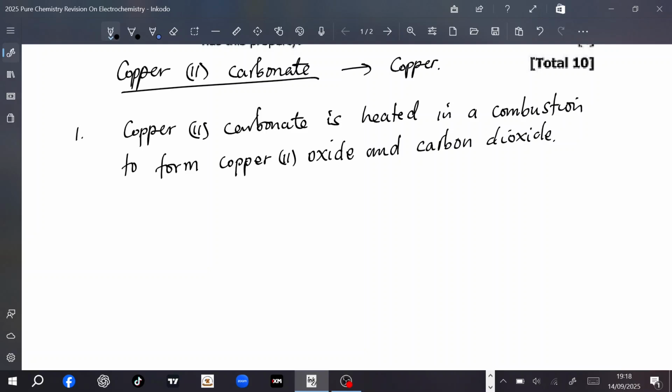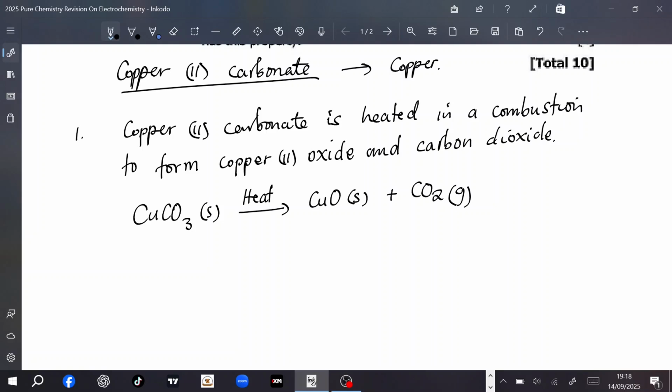So this equation is here. So the equation is you have copper 2 carbonate. So this one is a solid. So it undergoes thermal decomposition. You heat it here, then you form copper 2 oxide, which is a solid, plus carbon dioxide, which is a gas. So this is the first process that can be done.